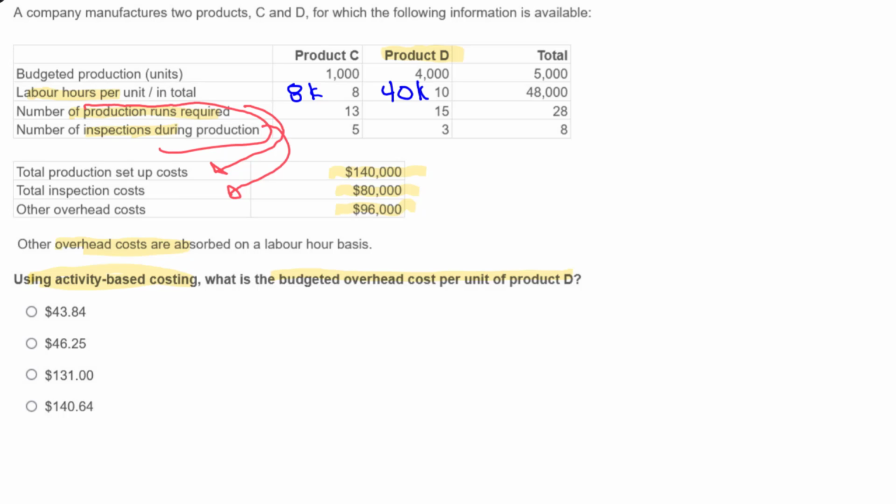So the labor hours, well, we'll go in order here. Production setup costs, that's going to be 15 over 28 right here. 15 over 28. That percentage of the total will go to product D. So I multiply that by 15 over 28.